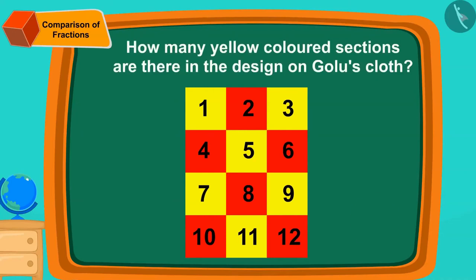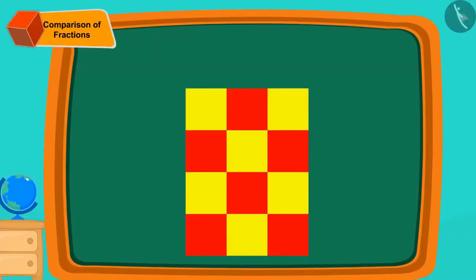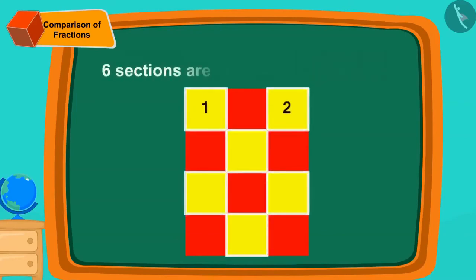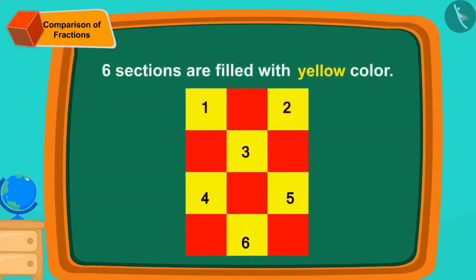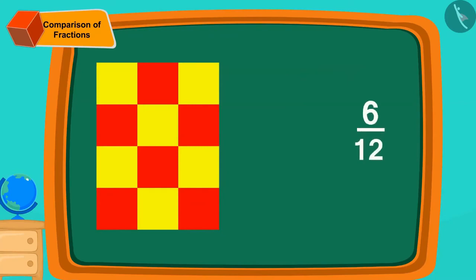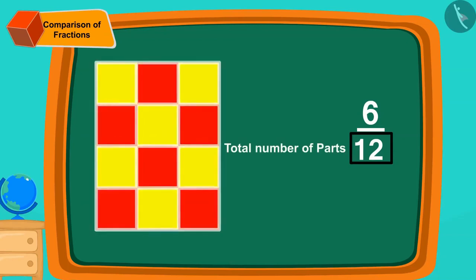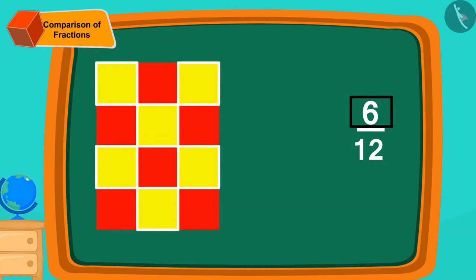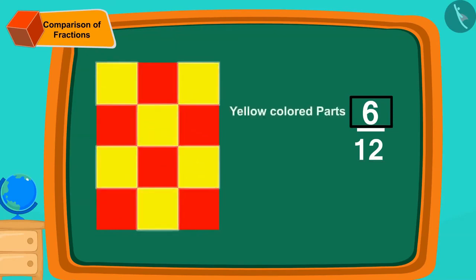If you wish to, you can stop the video and find the answer. Yes, in Golu's design, 6 sections are filled with yellow color. Let us write it as a fraction. Yellow colored sections are 6/12 of the design. Children, you remember, right? The number 12 tells us that our total cloth is divided into 12 equal parts. And 6 tells us how many parts of it are yellow.